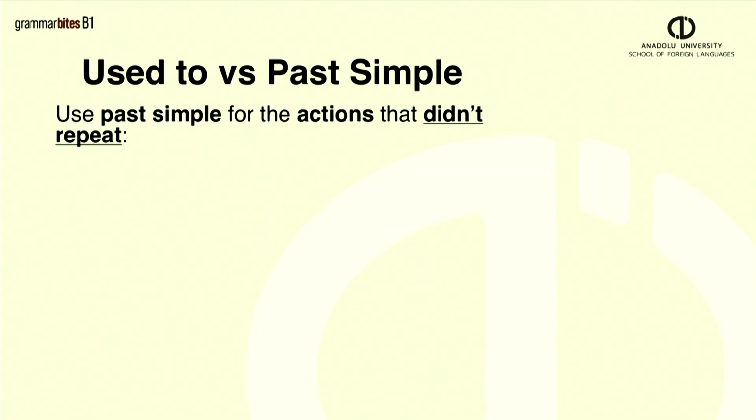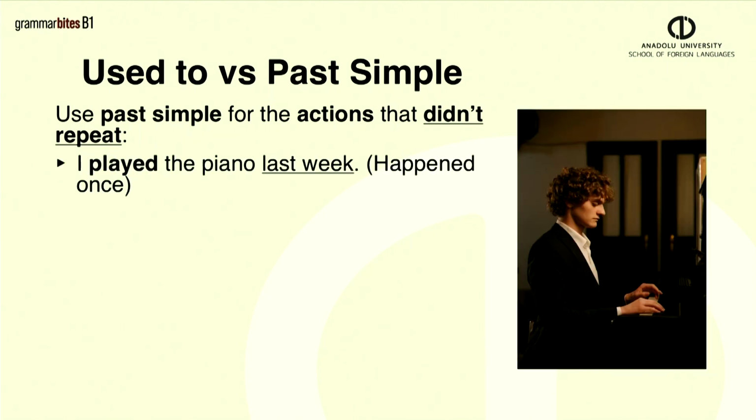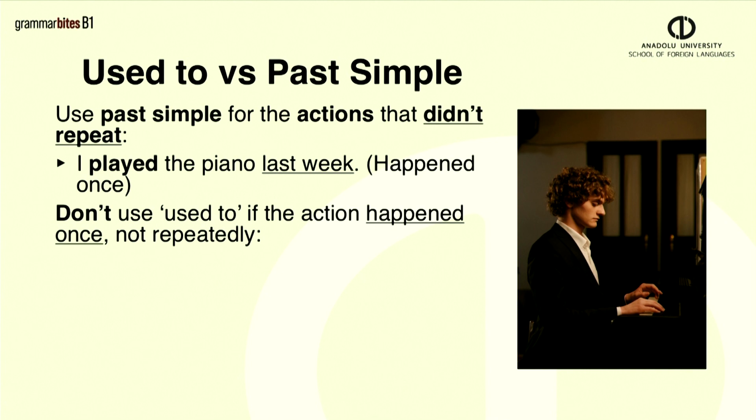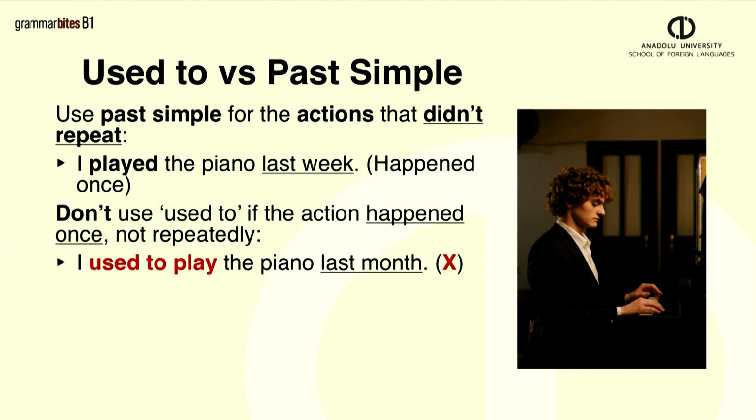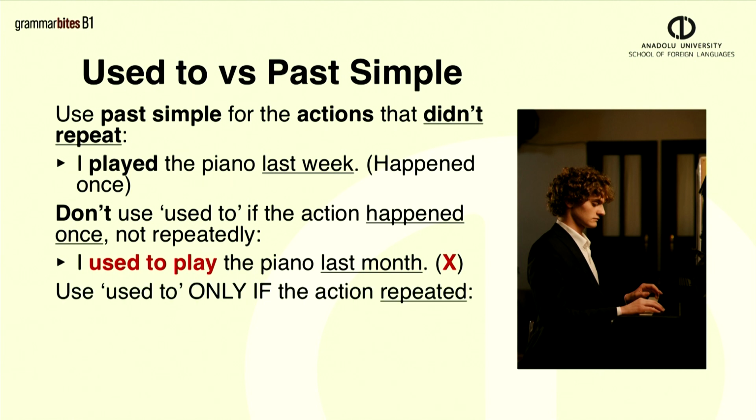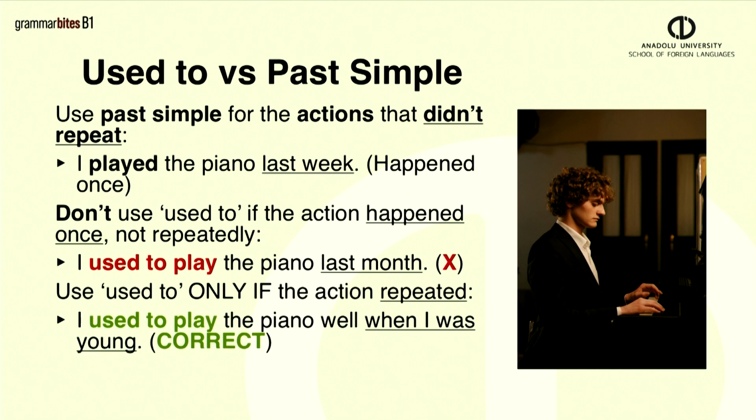We use past simple for the actions that didn't repeat. For example, I played the piano last week. That means it happened once. Don't use used to if the action happened once, not repeatedly. So we don't say I used to play the piano last month because it didn't repeat. Use used to only if the action repeated. I used to play the piano well when I was young.